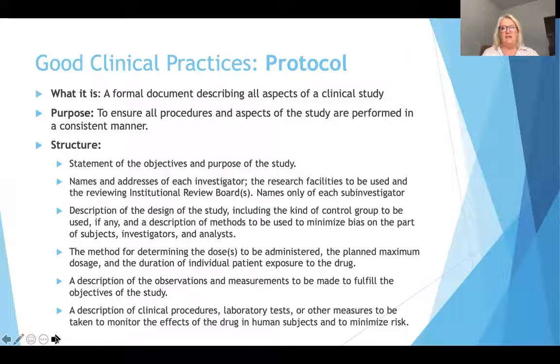So the protocol is a second major document for performing a clinical study and to help ensure good clinical practice conformance or compliance. It's a formal document that describes all aspects of the clinical study. And the objective is to ensure all procedures and aspects of the study are performed in a consistent manner. Especially for trials that run for many months or years, a well-written and understandable clinical study protocol is critical to ensure that there is consistency amongst the procedures performed and the data recorded over the period of time that the trial is undergoing.